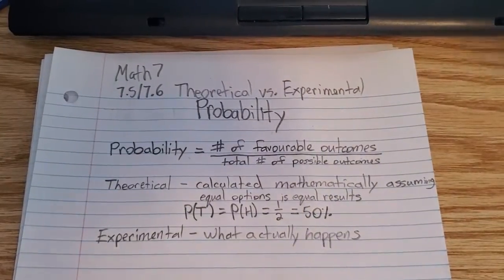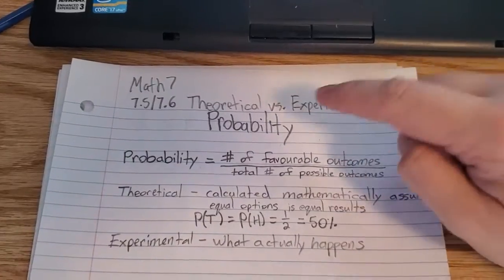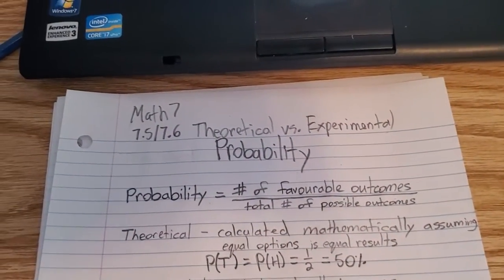Hey guys, this is an extra little lesson, 7.5 and 7.6 kind of together. We're going to talk about theoretical versus experimental probability.